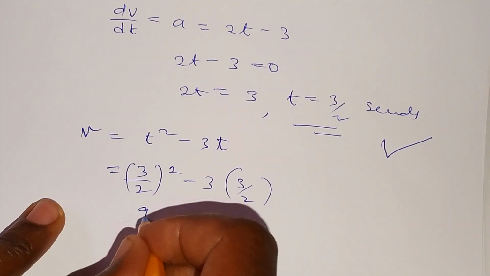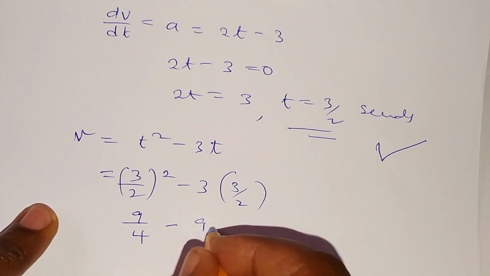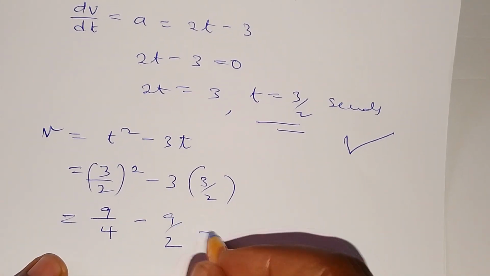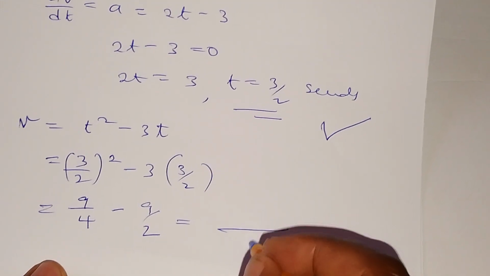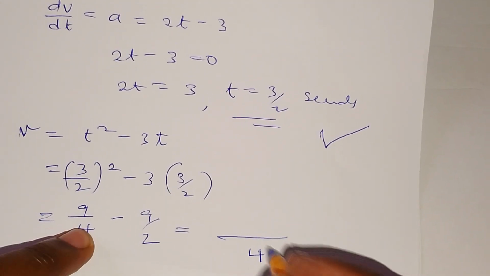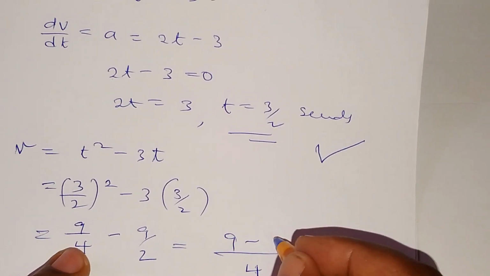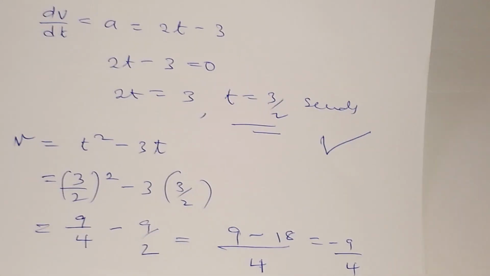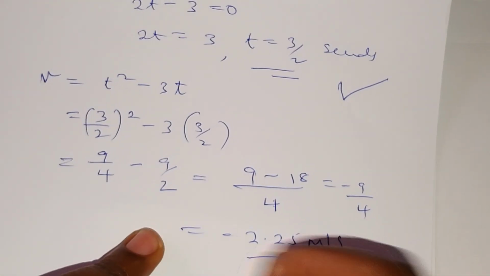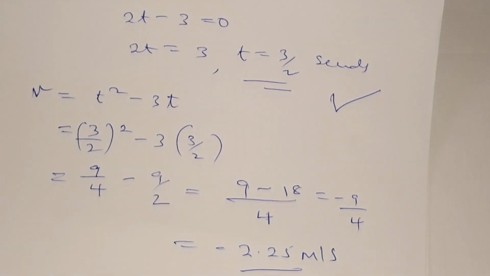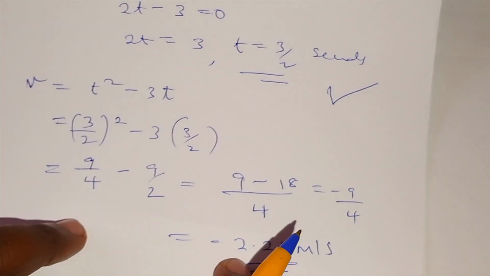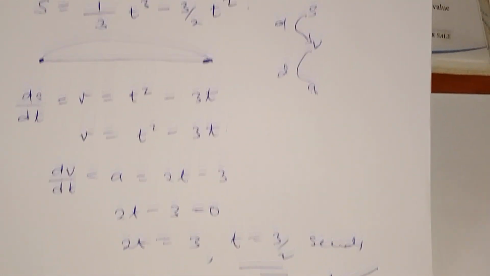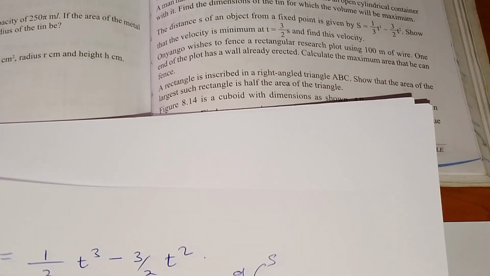Well, this is 9 over 4 minus 9 over 2. The LCM is 4: 4 divided by 4 is 1, times 9, minus 4 divided by 2 is 2, times 9 gives 18. This is negative 9 over 4, and that is negative 2.25 meters per second. So the velocity is allowed to take a negative value because it is a vector quantity, so we have negative 2.25 meters per second. Now let's go to question number 5.